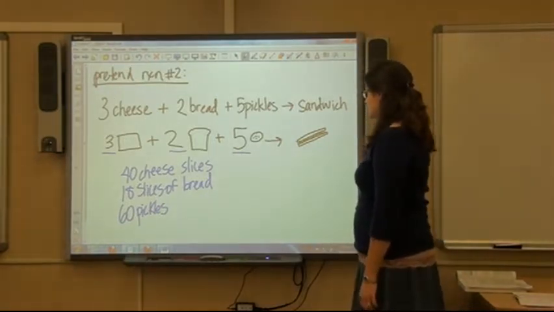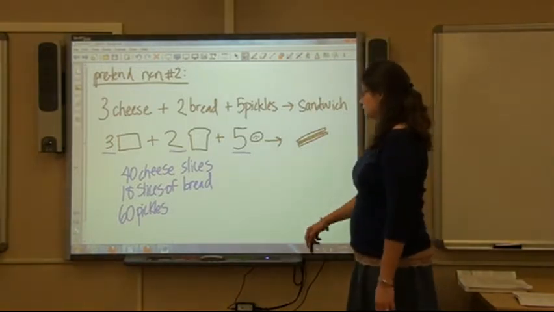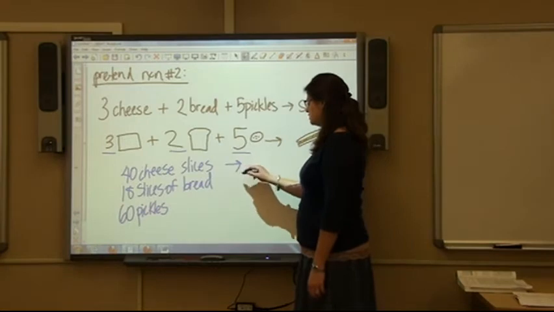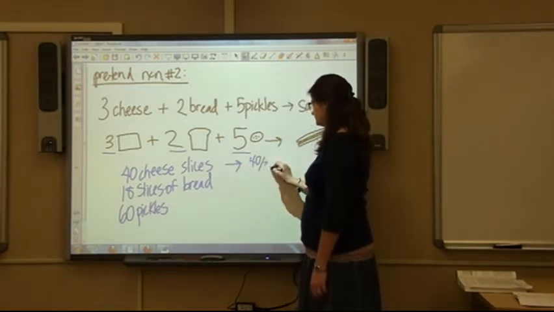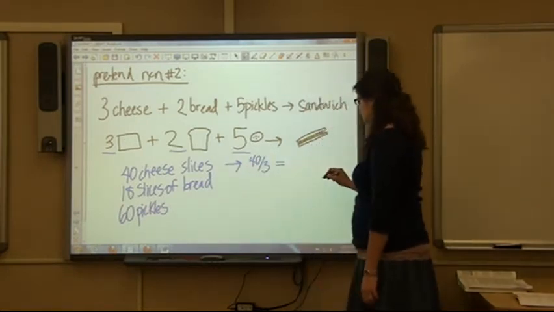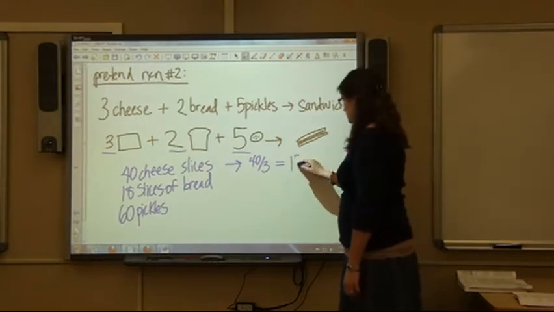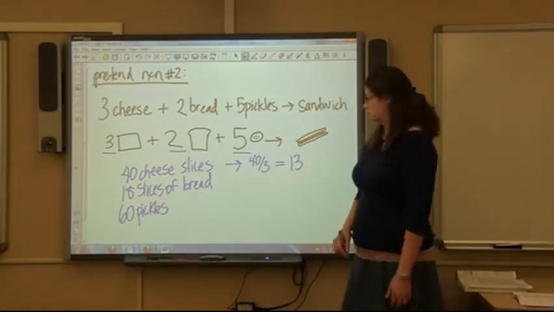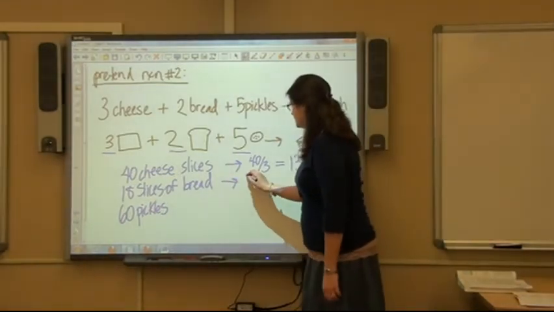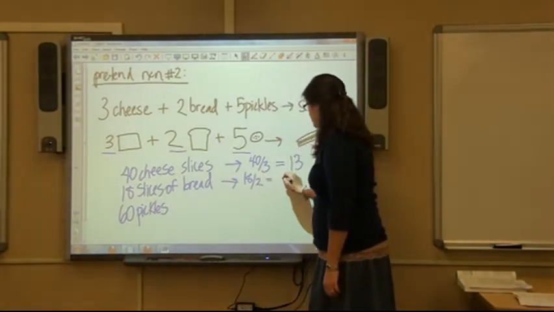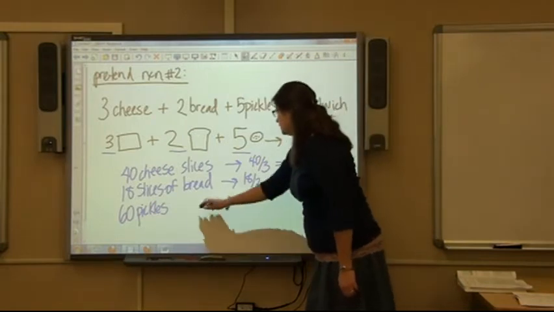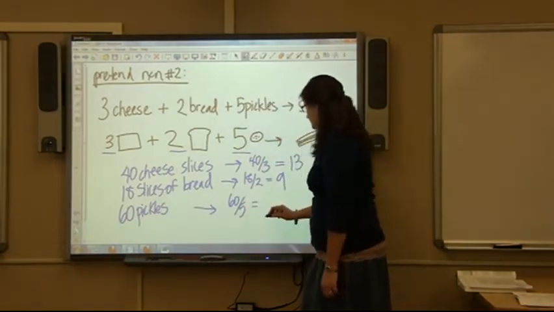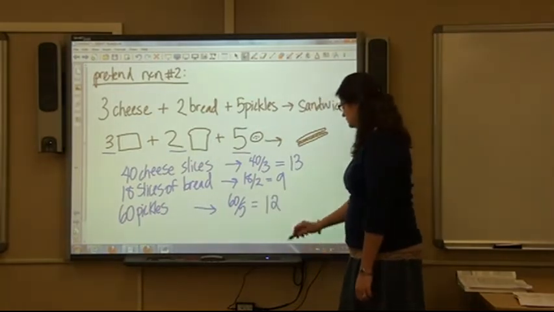Okay, so now to figure out how many sandwiches we can make, we have to take 40 divided by 3 equals a little more than 13, but we have to make whole sandwiches, so we can only make 13 sandwiches. From 18 slices of bread, 18 divided by 2 is 9. And from 60 pickles, 60 divided by 5 is 12.